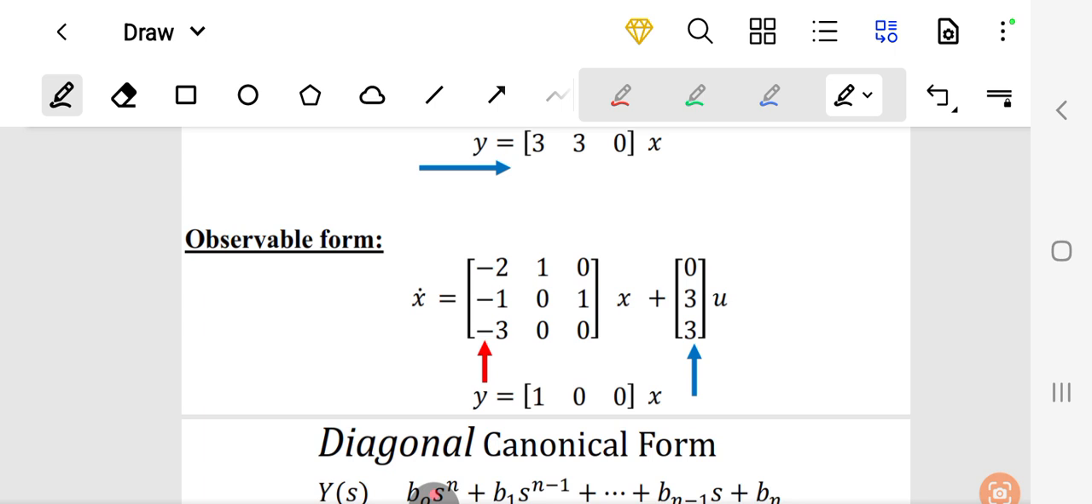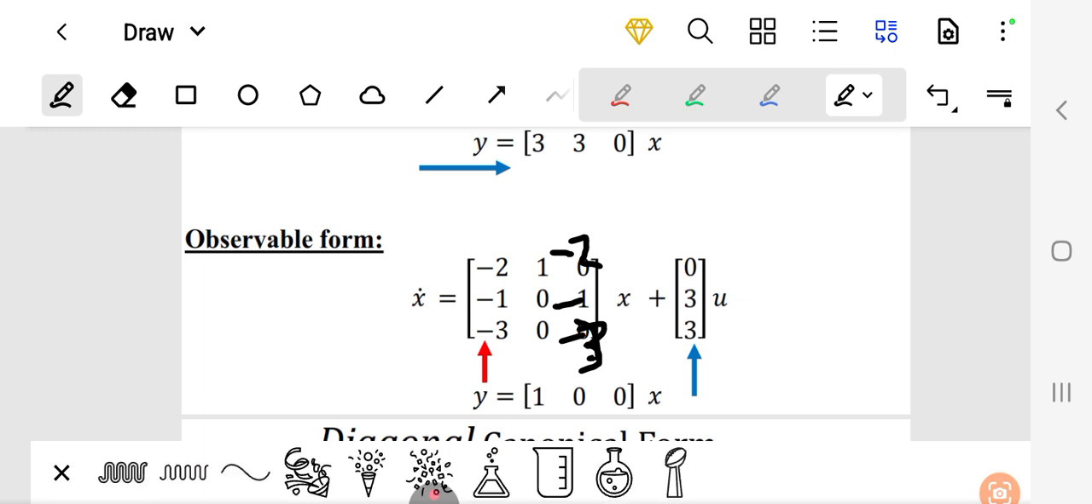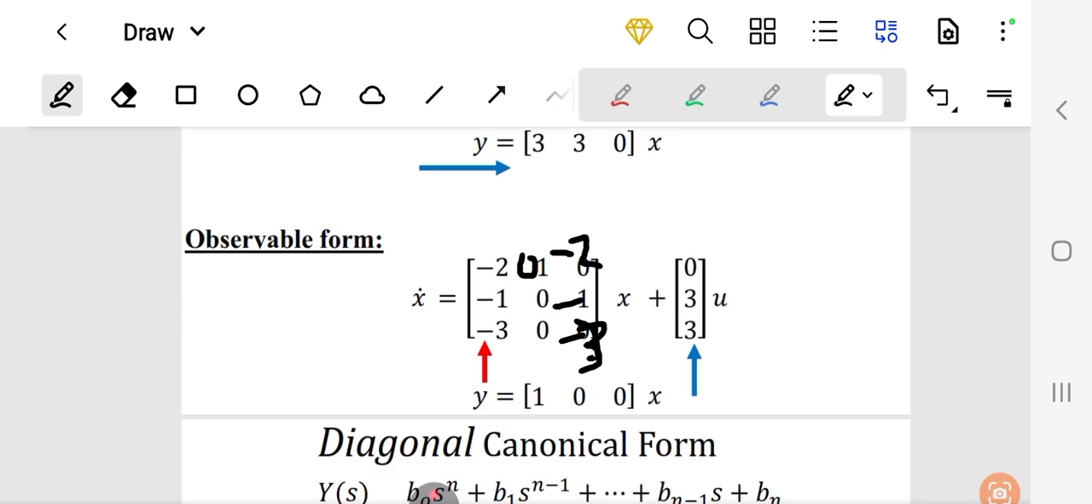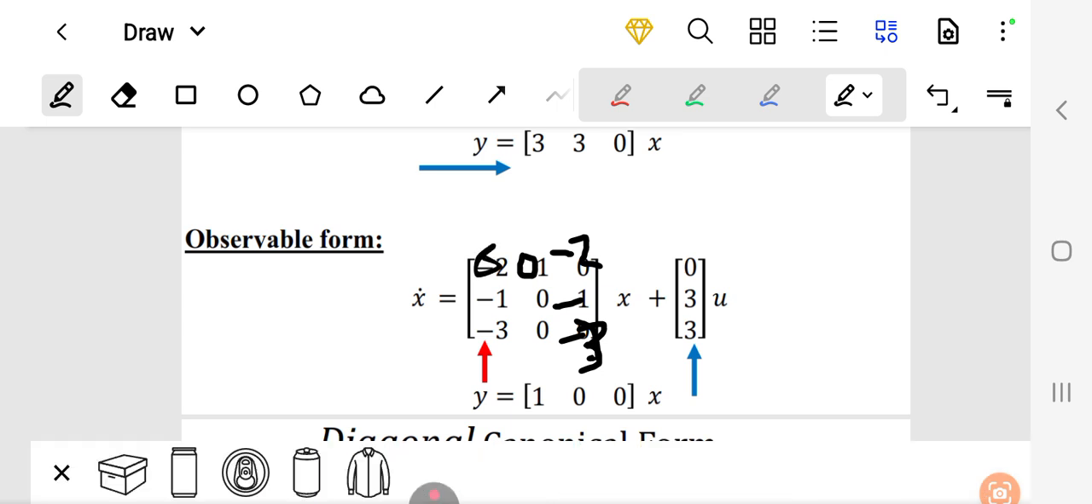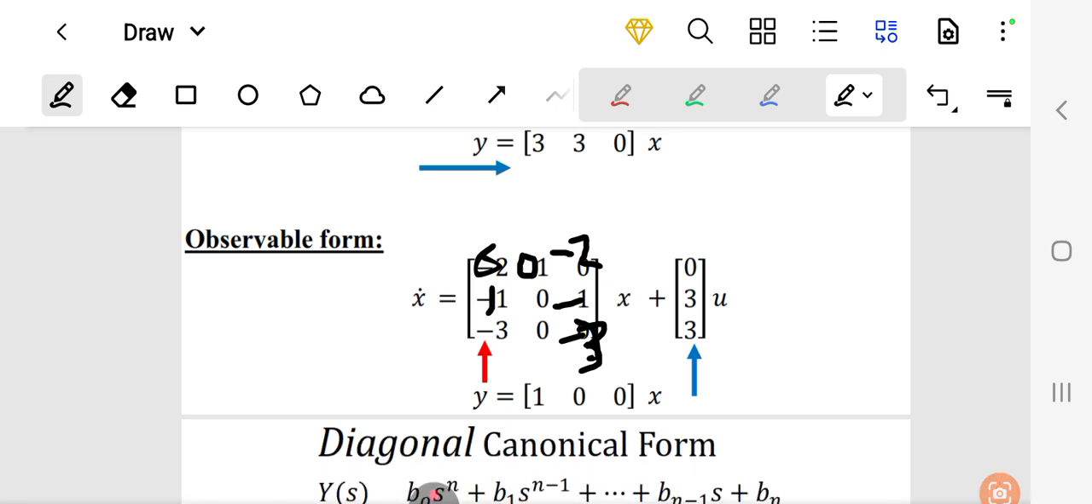-2, -1, and -3. The last one is -3. For the rest of the first row is zeros, and for the rest of the matrix will be identity matrix 1, 0, 0, 1.